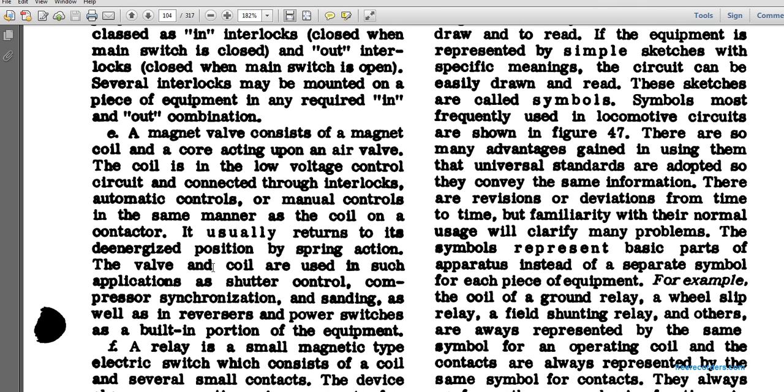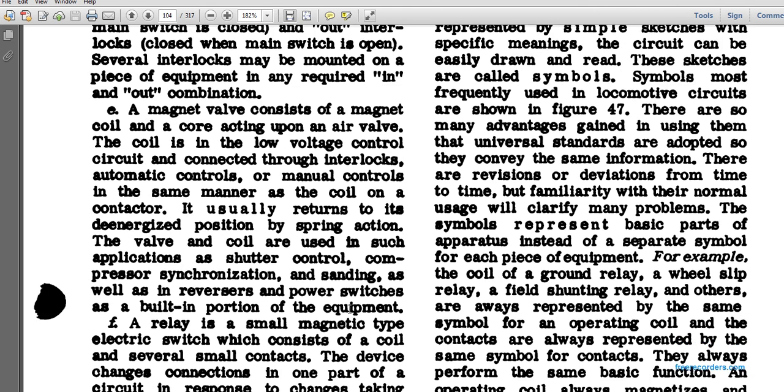Magnet valve: the magnet coil acting upon the air valve is in a low voltage control circuit connected to the interlocking automatic controls. Manual controls work in the same manner on the coil. The contact usually returns to its de-energized position by spring action. The valve coils are also used in the application of the shutter control. The compressor synchronization as well as reverse power switches is built into the power of the equipment.